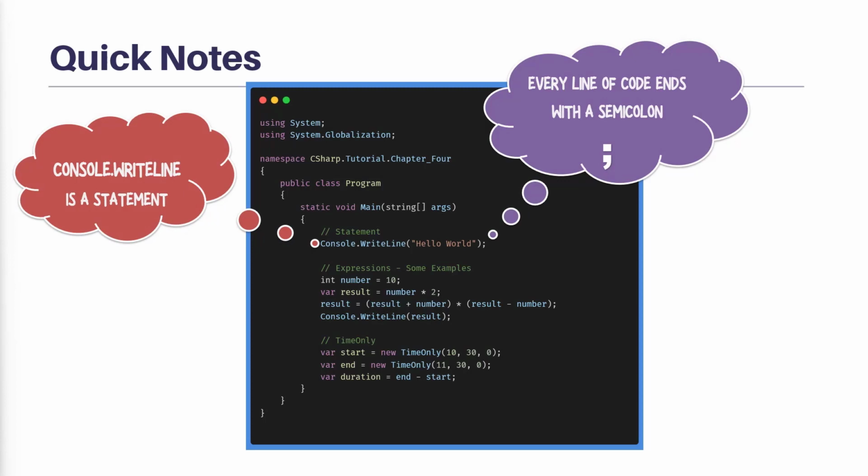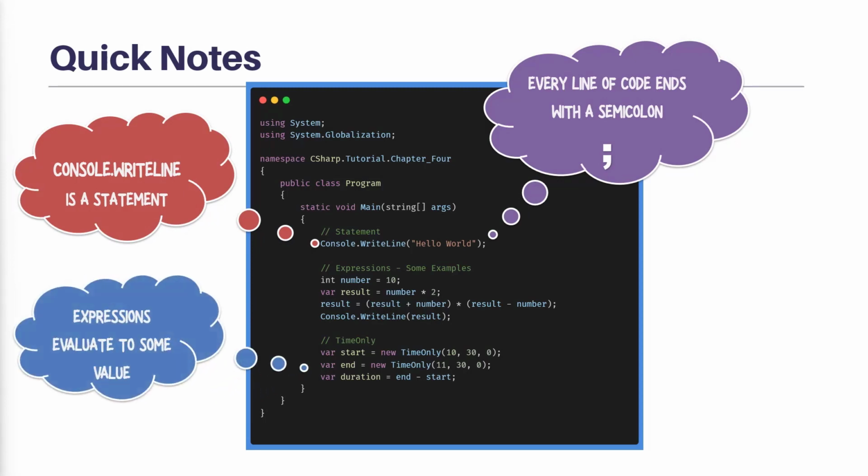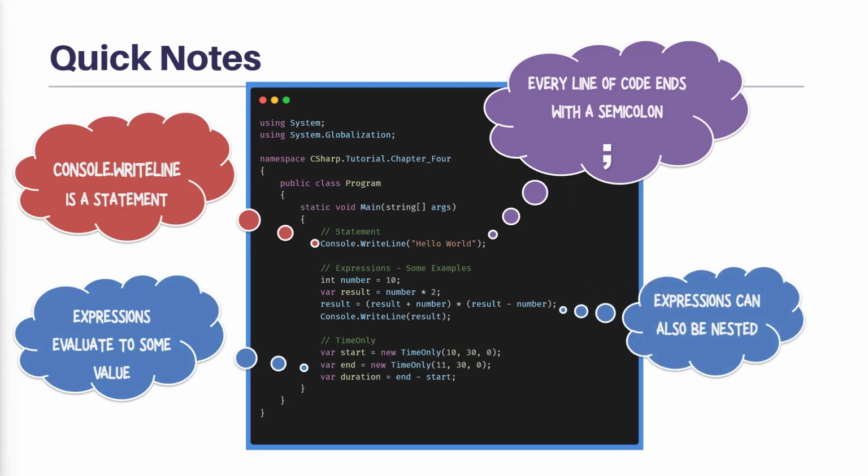An expression is something that evaluates to some value. For example, a plus b or a plus b minus c. These statements will evaluate to some numeric value. Subtracting a time-only variable from another time-only variable will also evaluate to a value of type timespan. Expressions can also be nested together. For example, a minus b is one expression, c multiplied by d is another expression, and we can nest them together for a division operation.